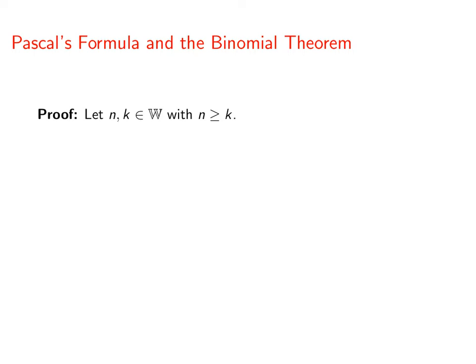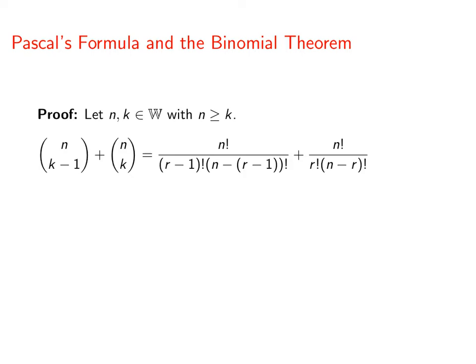All right, we'll start with an n and k, which are whole numbers, n bigger than or equal to k. And then just using the formula, we'll replace n choose k minus 1 plus n choose k with these expressions: n factorial over k minus 1 factorial times n minus k minus 1 factorial, plus n factorial over k factorial times n minus k factorial. Now we've got a bunch of algebra to deal with. First, let's fix this expression by distributing the minus sign. Now we've distributed the minus sign, and we're going to make common denominators.